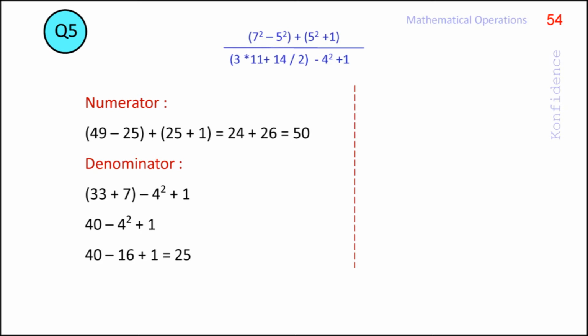Thus the expression can be simplified to (49 minus 25 plus 25 plus 1) whole divided by (33 plus 7 minus 16 plus 1), which is equal to (24 plus 26) whole divided by (40 minus 16 plus 1), which is equal to 50 by 25, which gives us the result 2.